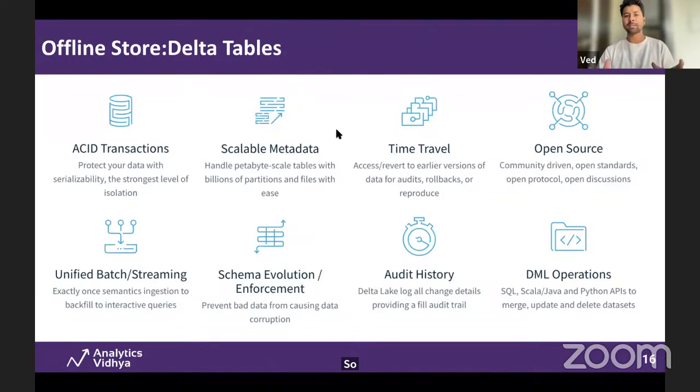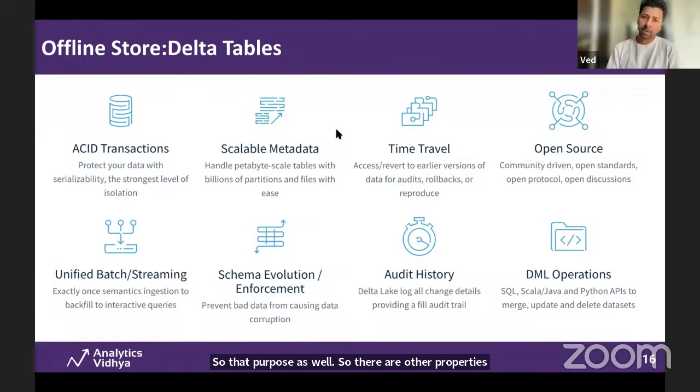So there are other properties as well. Maybe you can read more about it, and then it will click more what the powers of Delta table are. Let's move to the next.